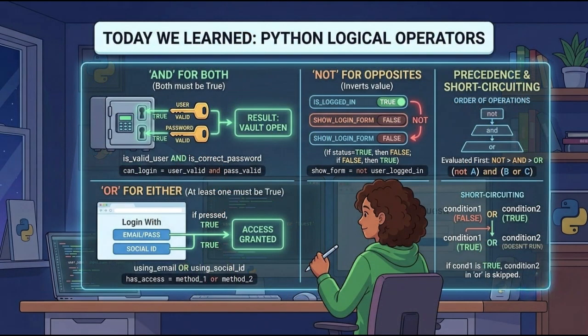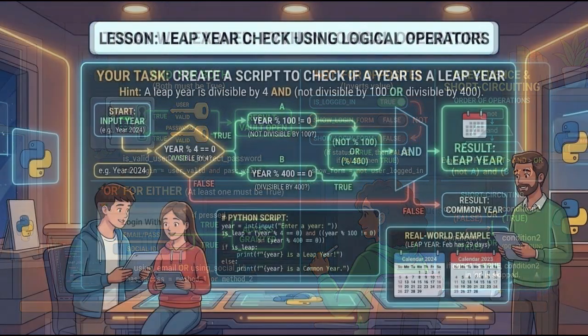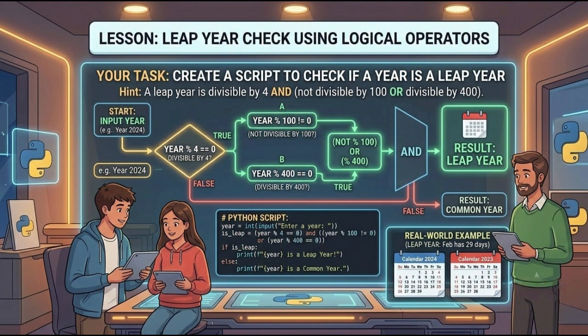Today we learned: and for both, or for either, and not for opposites. We also touched on precedence and short-circuiting. Your task: create a script that checks if a year is a leap year using logical operators. Hint: a leap year is divisible by 4 and not divisible by 100, or divisible by 400.